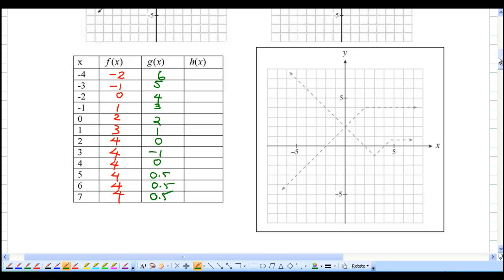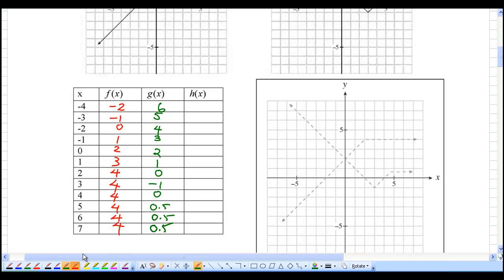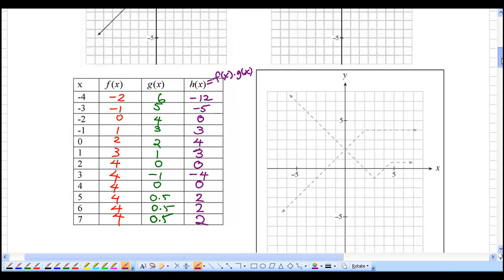Okay? And now for h of x, remember this is the multiplication, the product of the two, f of x times g of x. We'll get, I guess, -12, -5, 0 times 4 is 0. That's 3, that's 4, that's 3, that's 0, -4, back to 0, 2, 2, 2. Okay? And if we were to graph this out, let's take a look at what happens.